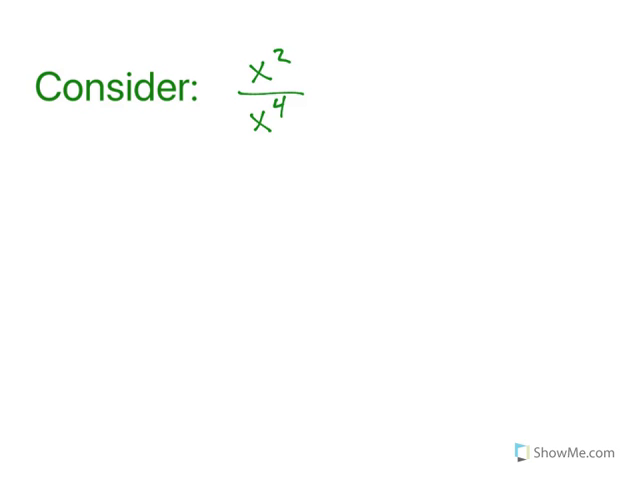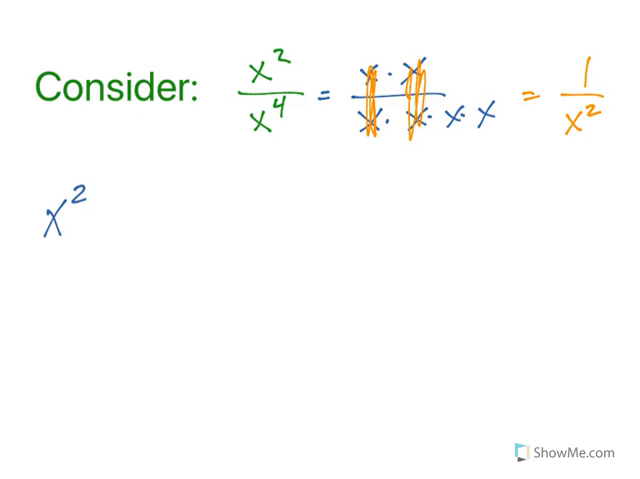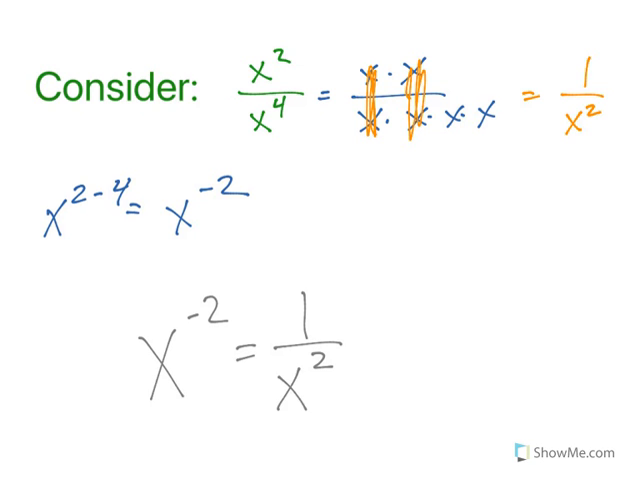All right, so let's go one step further and say, well, what happens when the bigger number's in the bottom? So this is the same as x times x over x times x times x times x. Again, with the cancellation, we have 2 x's left, but they're in the denominator. Okay, so using our quotient property, 2 minus 4 gives me negative 2. That means x to the negative 2 is the same as 1 over x squared.